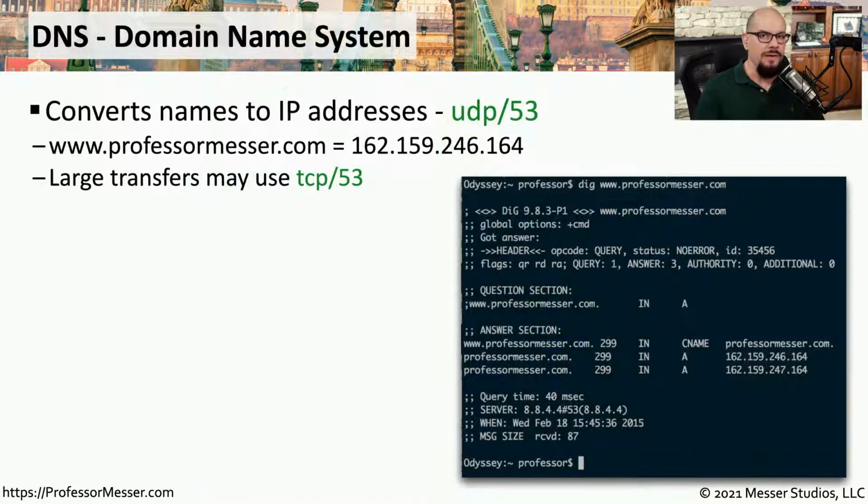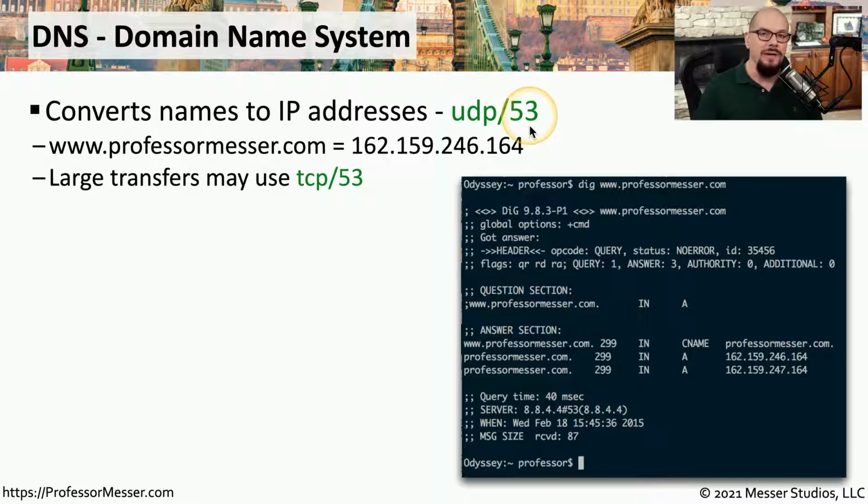If you were to type in ProfessorMesser.com into your browser, it somehow manages to find the Professor Messer web server. And the way that's able to do that is by performing a name resolution using DNS, or the domain name system. This DNS communication is commonly used to convert the name that you're typing in to the IP address of the service. For example, the web server www.professormesser.com might have this IP address associated with it, and you'll notice that most of these communications using DNS are communicating over the UDP protocol using port 53.